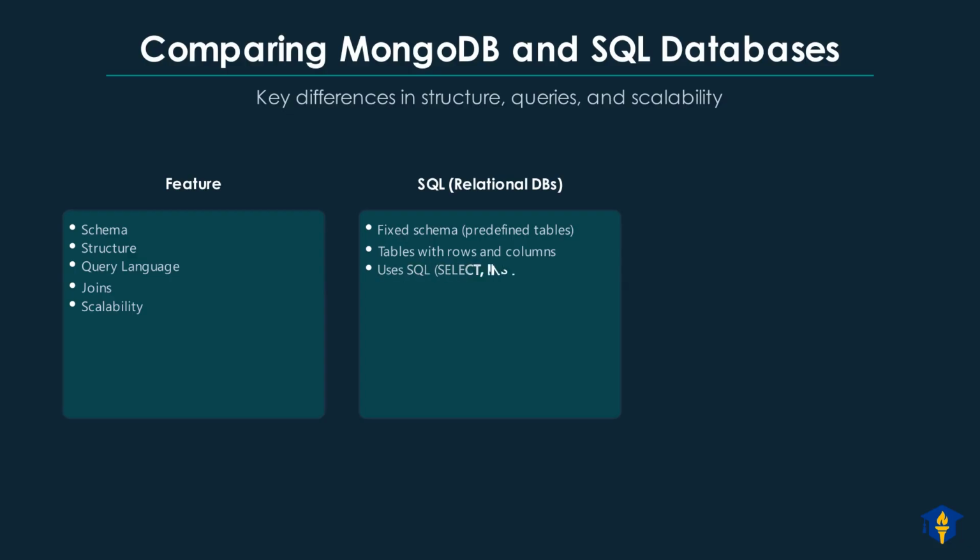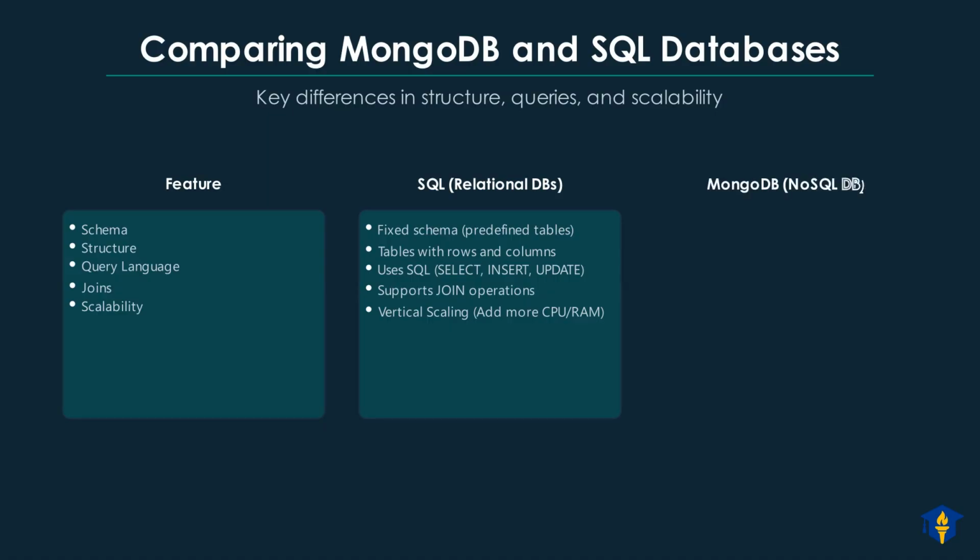They primarily use SQL, or structured query language, for all data manipulation operations. SQL databases fully support join operations to combine related data from multiple tables. Scalability in SQL is typically vertical, meaning you enhance performance by adding more CPU or RAM.